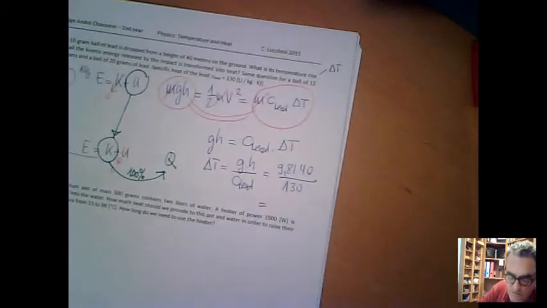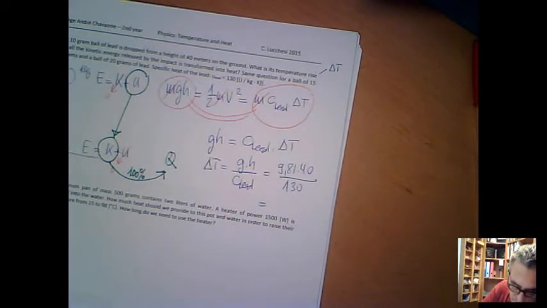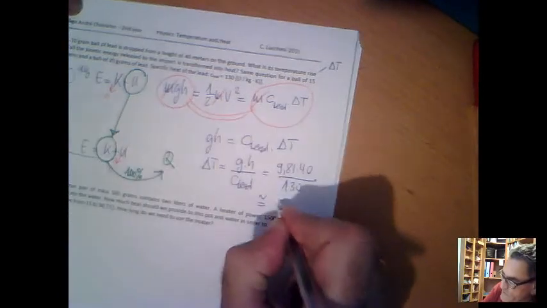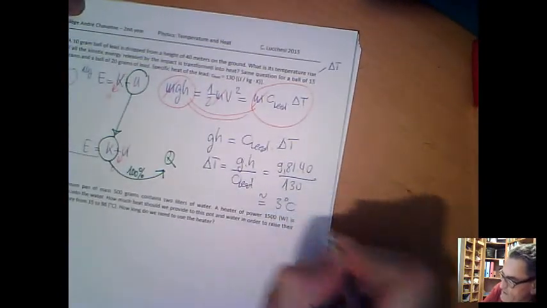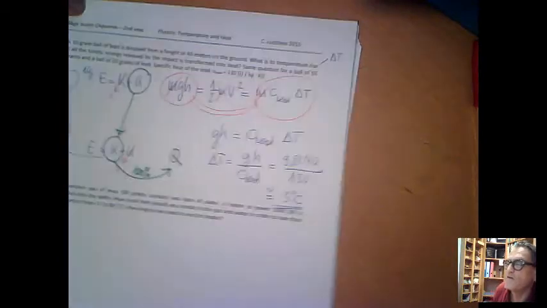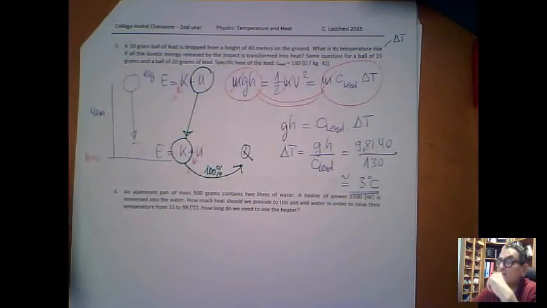And now, if you do the computation, you get 9.81 times 40, which is 392, divided by 130. This gives you almost exactly 3 degrees of temperature increase. It's not huge, but it's significant.